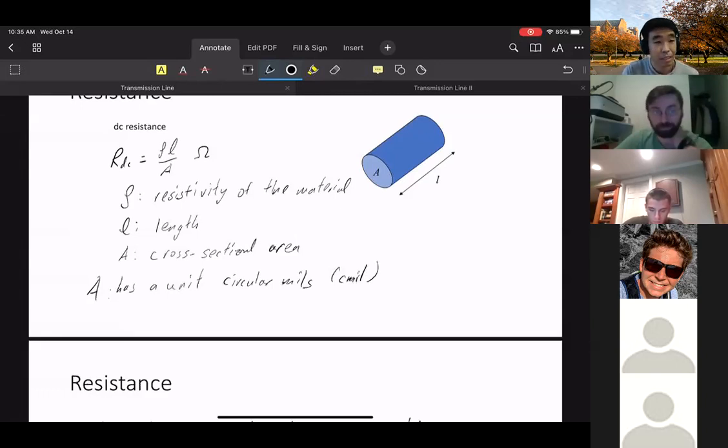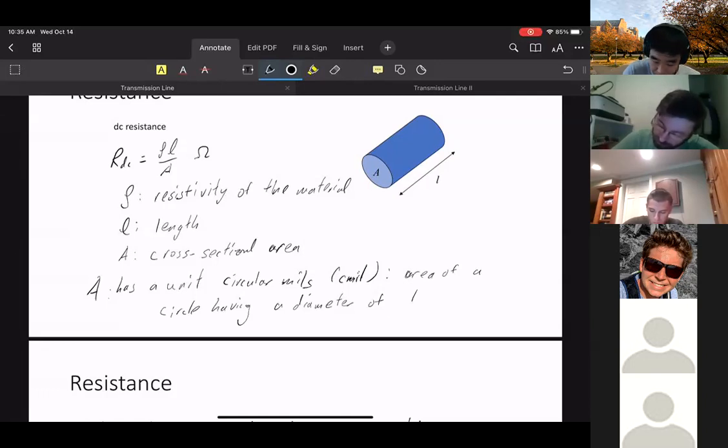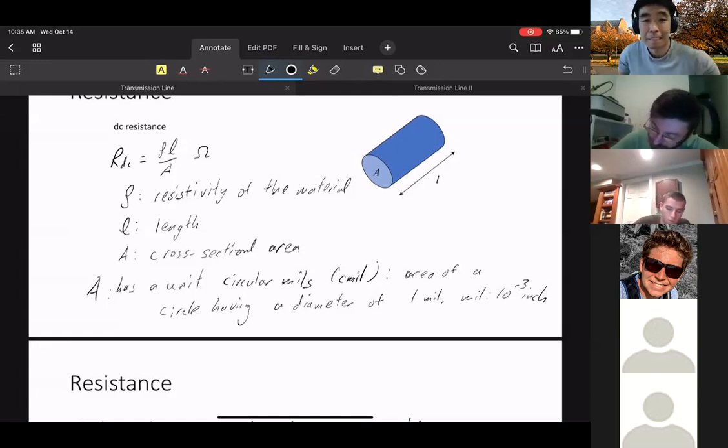C-M-I-L. What is this? This is the area of a circle having a diameter of 1 mil, and the mil is 10 to the minus 3 inches. Okay, this is a unit, right? So think of a circle with a diameter of 10 to the minus 3 inches. That's a base area we'll use. Why, I don't know, but that's a common unit you'll see.